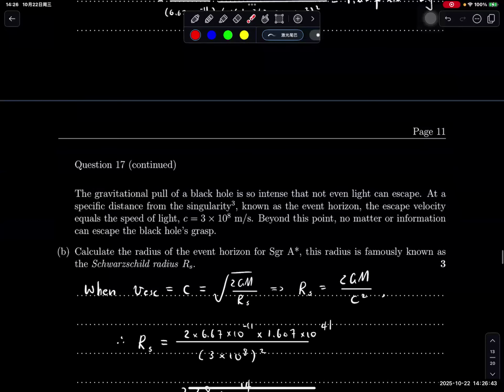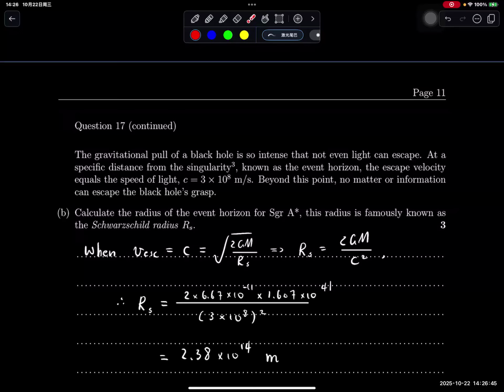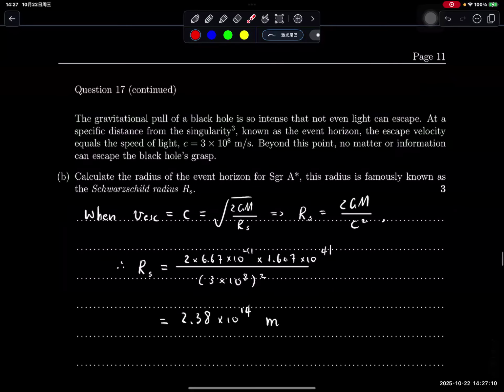Question 17, continued. It's asking us to calculate something called the Schwarzschild radius, which is basically the radius of the event horizon, the effective radius of the black hole itself. This is the radius where light cannot escape. So what we're supposed to do is calculate the escape velocity. The escape velocity is equal to the speed of light, which is 3 times 10 to the power of 8. Rearrange for the radius, and you get the Schwarzschild radius.